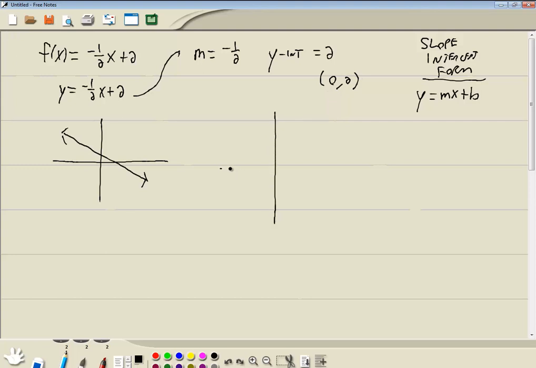Now if I was graphing this by hand, I first put a point at my y-intercept, which is right there. And then I use my slope to get my second point. And we got a negative 1 over 2. This says down 1, right 2. So from the point I just put on there, I go down 1, right 2, and that's where I put my second point. And then you draw a line through them. And that'd be how you graph it by hand.